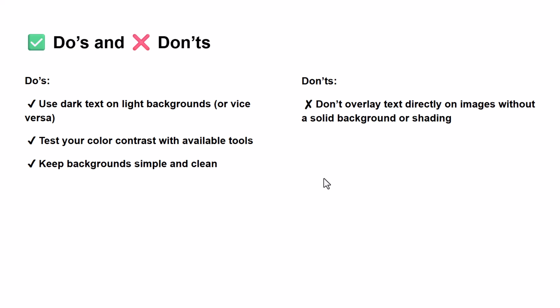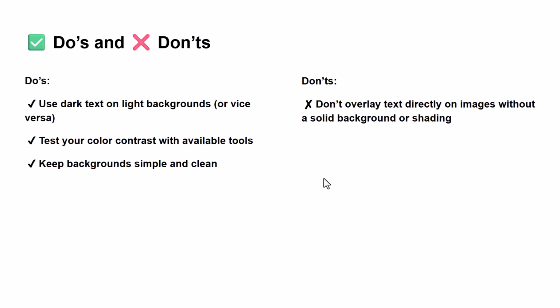For do's and don'ts to recap, make sure we're using dark text on light backgrounds or vice versa. Make sure you test your color contrast with available tools. Obviously, you can use that accessibility checker that's built into Canvas that makes it real easy. But if you were working outside of Canvas and you weren't sure, if you just Google color contrast accessibility, you'll get a whole bunch of free tools that allow you to pick and choose and test out different setups.